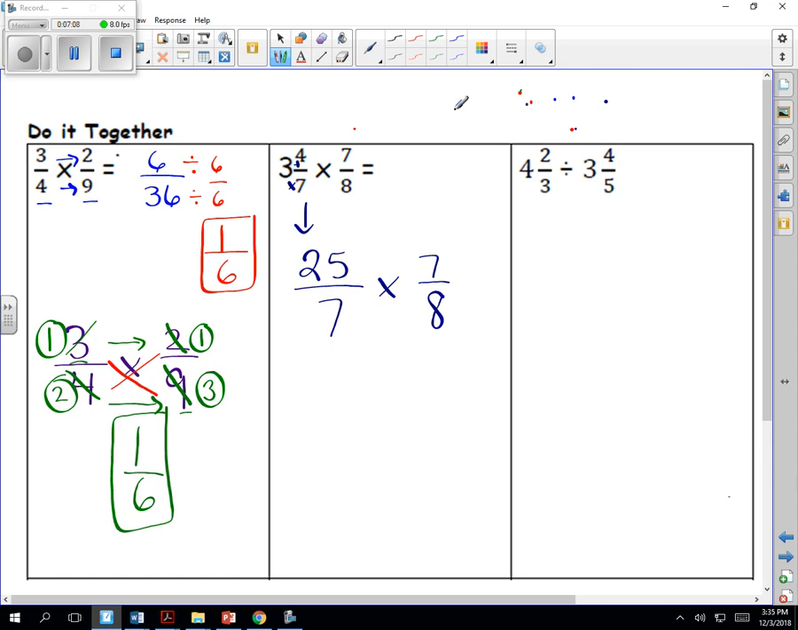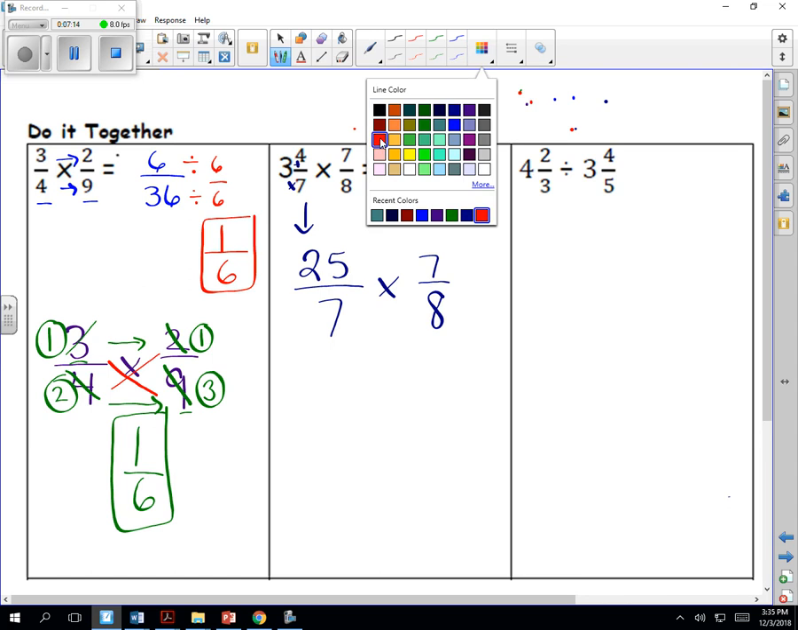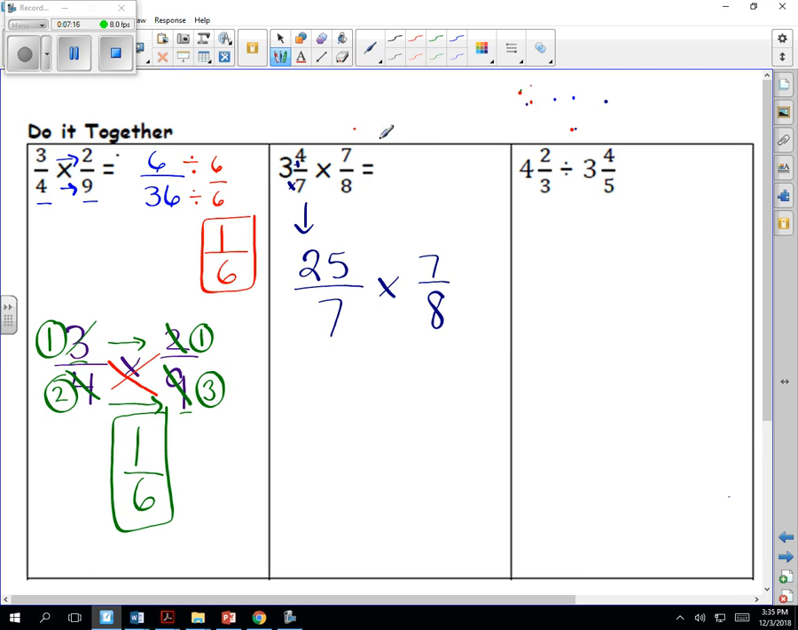Here, I highly suggest that you try to cross-cancel. Otherwise, you're going to end up with large numbers in the numerator and denominator that don't have obvious factors. So if you look across here, I have 7 and 7. They cancel each other out totally. If you divide any number by itself, you're going to get 1. So those actually cancel out to 1.